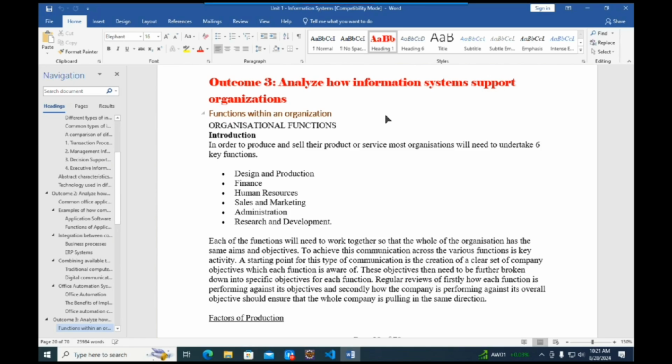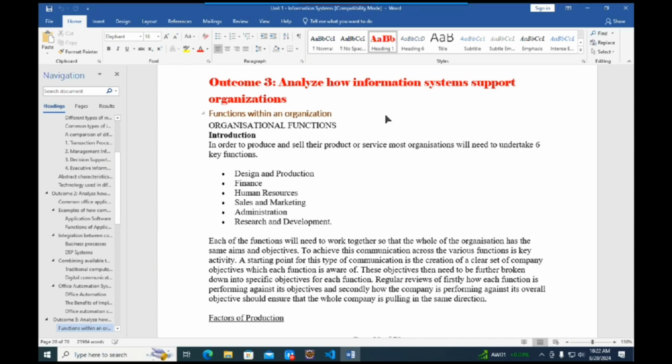For an organization to be able to produce and sell products or services, there are key functions that all organizations must take. The first function is design and production. An organization should be able to design whatever product they want to sell, and then produce that product so that they are able to sell.